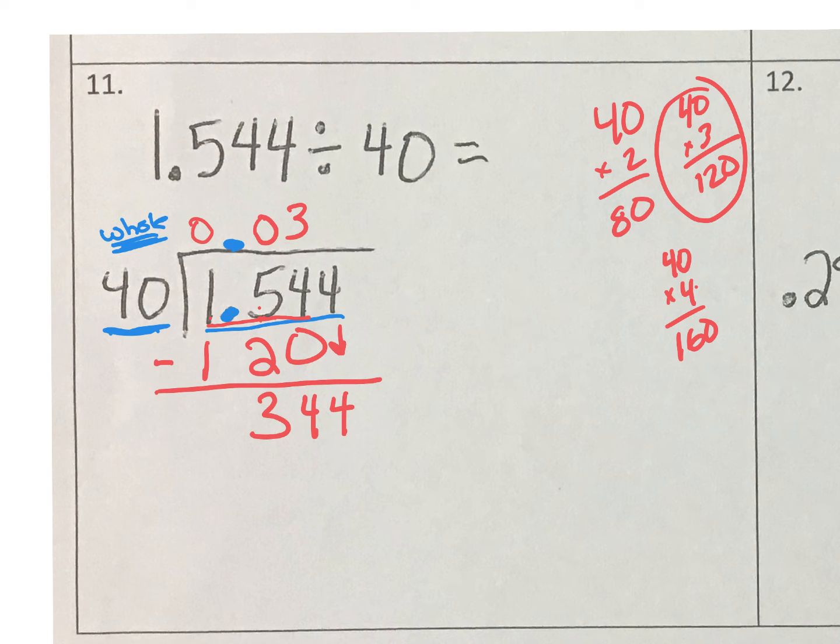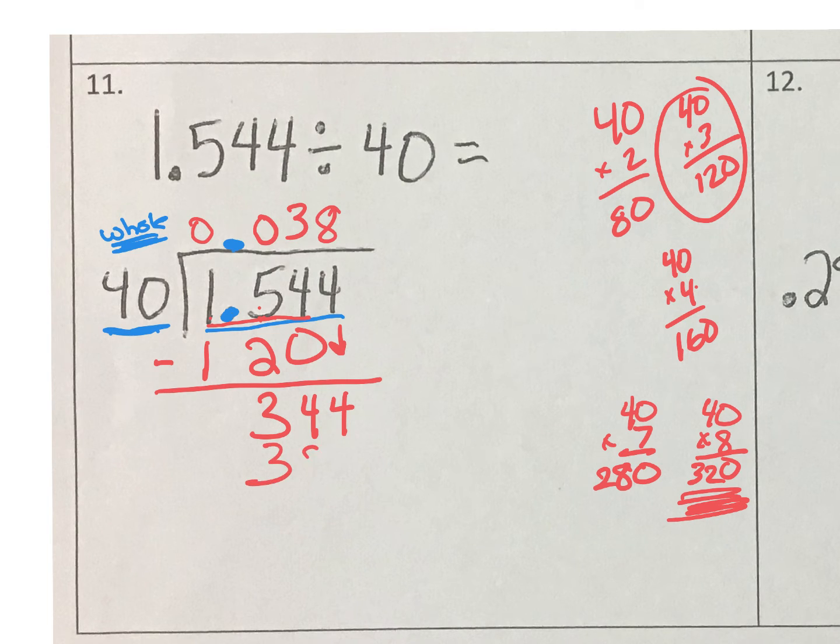Let's do 7. 40 times 7, that's 280. Let's try 8. 40 times 8, 320. Oh, 320. I think another one would take me to 360, so I better go with this one here. 8. 8 times 40 is 320. Subtract that out, I get 4, 2.